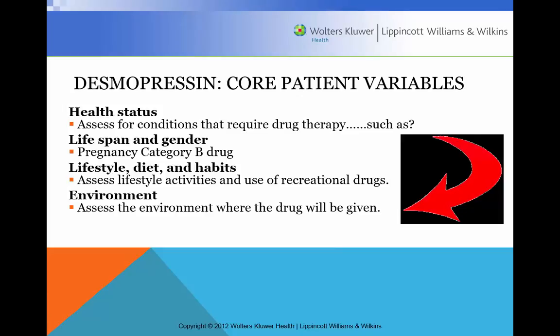And for the core patient variables, we do want to assess for conditions that require drug therapy, so those particular diseases that are going to be getting desmopressin, which is again going to be central diabetes insipidus, nocturnal enuresis, and homeostasis in hemophilia A. It is a pregnancy category B drug. We do want to assess lifestyle activities and the use of recreational drugs, and we want to assess the environment where the drug will be given.